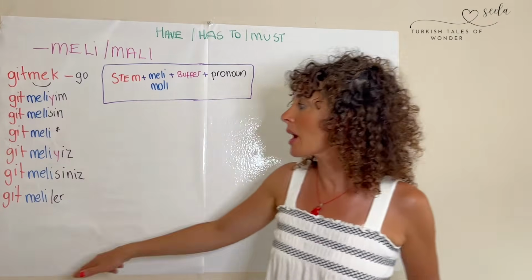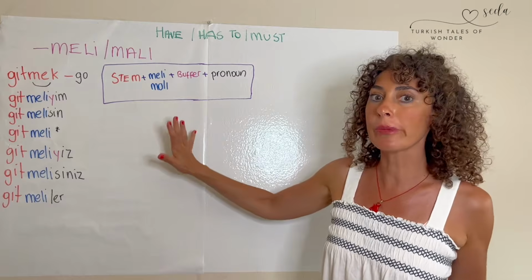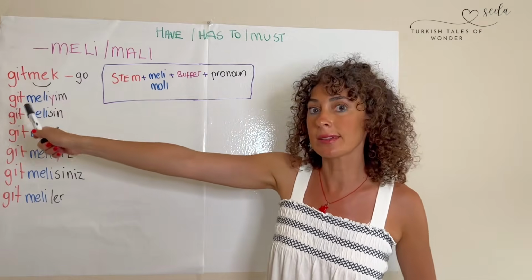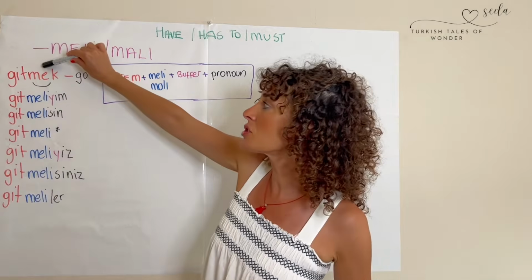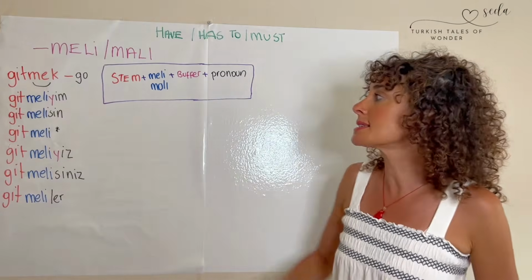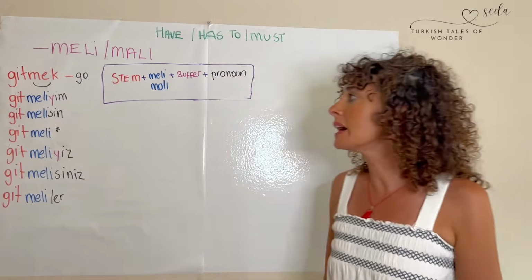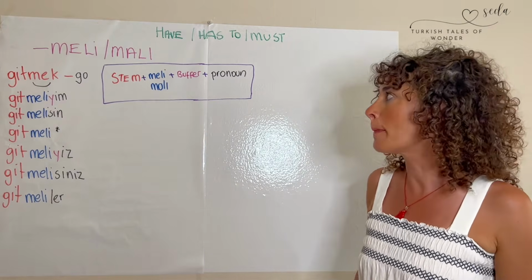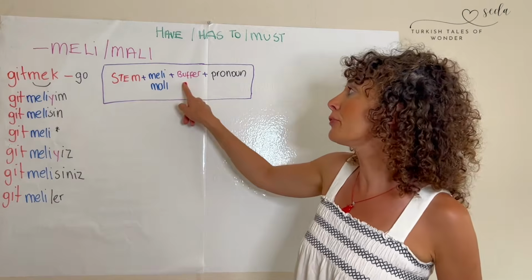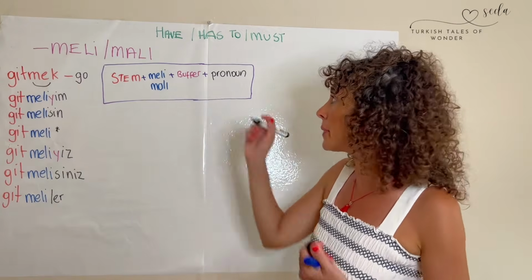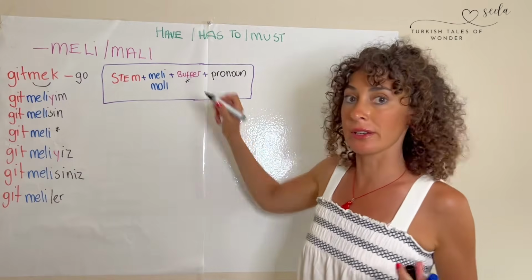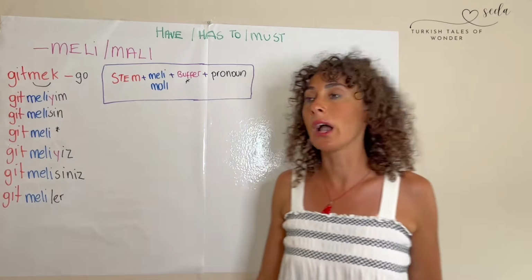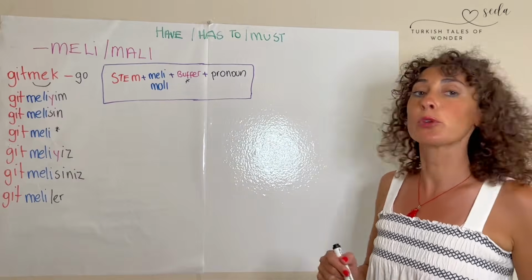So, let's check out our formula. This is the formula. We have the stem, in this case, git. Okay? This is the dictionary form, but the stem is git. And then we have meli, malı, which is have to, has to, or must. Then, if it is needed, this is not a must, the buffer letter, okay? And in this case, it is the letter Y. And after that, the pronoun suffix.